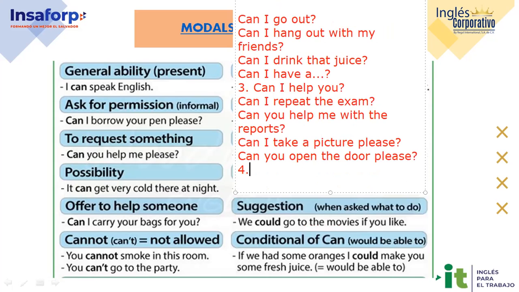Usage four, look at this, possibility. It can get very cold there at night. Se puede poner muy frío ahí a la noche. So it can get very cold there. So there, a place, right? Possibility. It can. So any possibility, guys.